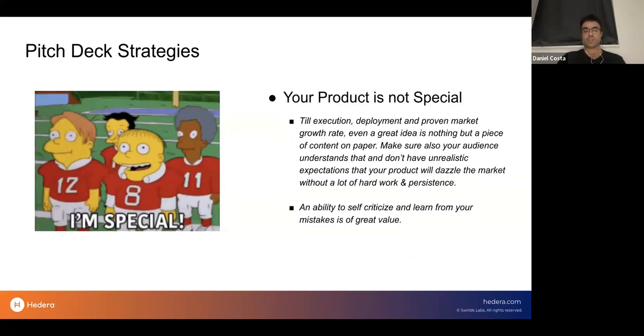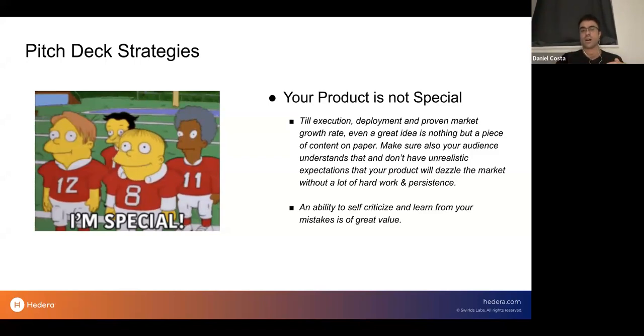Another thing that sometimes makes it hard when you start is that your product is not special. Actually, ideas, and even good ideas, come out more often than we might think, but execution, deployment, and proven market growth rate are really what your audience is trying to understand, if they're wise about investing in your product.